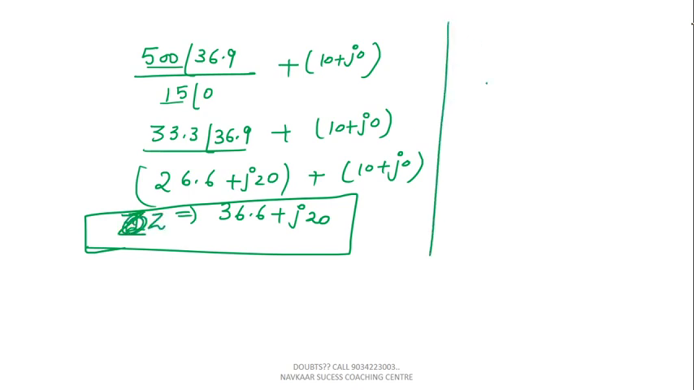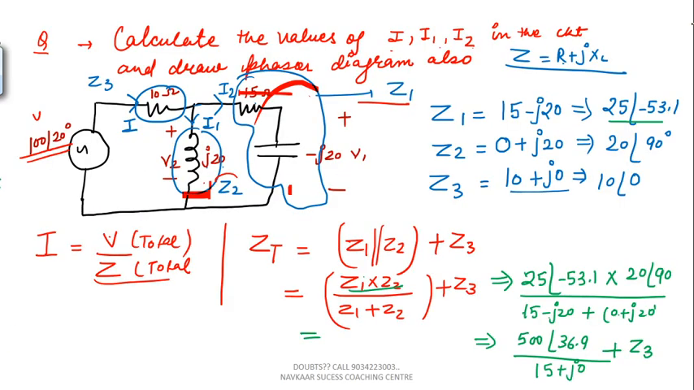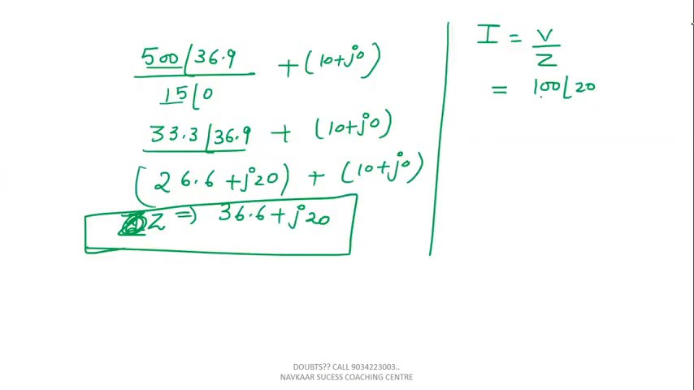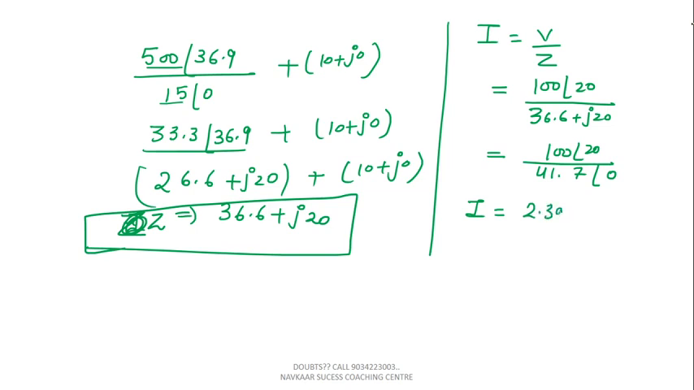Now what do we need to calculate? We need to calculate I equal to V divided by Z. V was how much? 100 angle 20, they have given in the question. Z we have calculated, that is 36.6 plus J20. Again we need to convert it into polar form, 41.7 angle 0. 100 angle 20 as it is. If we solve this, I would be 2.39 angle 20 degree.